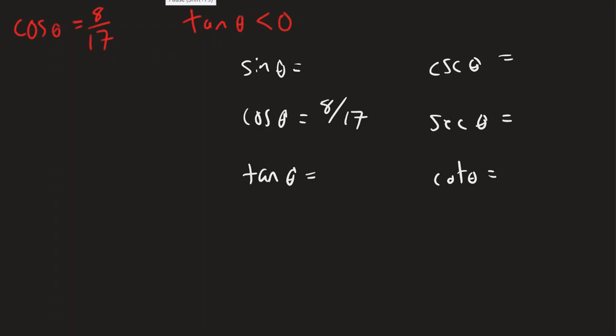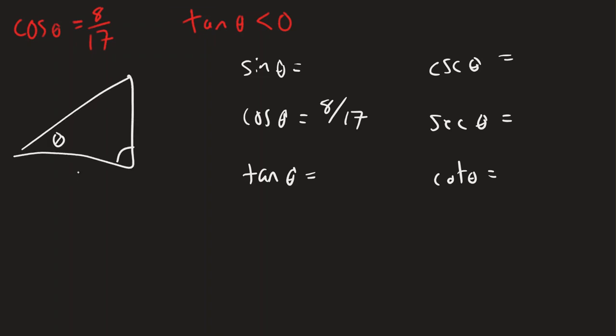Alright, so we've got two conditions here. We've got cosine theta is 8/17 and tangent must be negative, and from that information we're supposed to get the other 5 trig functions.